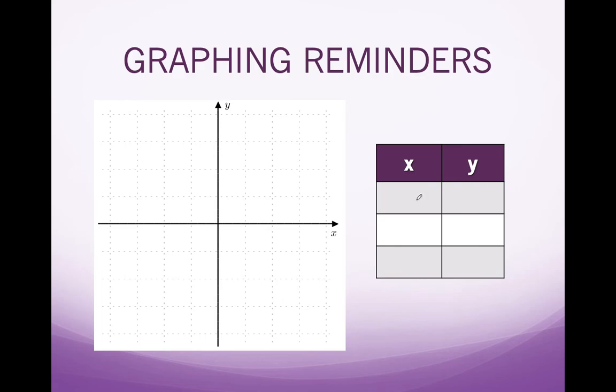That will never change, and that is because when we are plotting points in ordered pairs, they always go in the same order, x, comma, y. So we want to always remember that those values go in that order, and that the x-axis is horizontal and the y-axis is vertical.